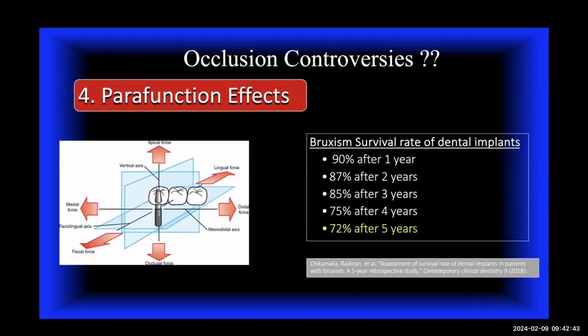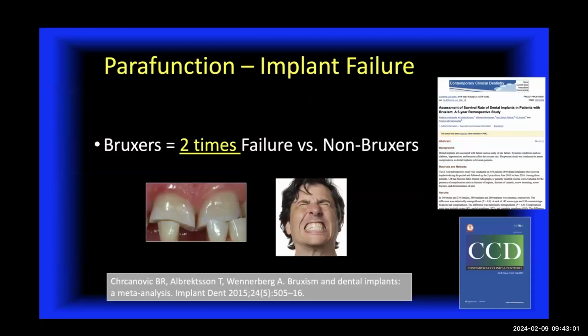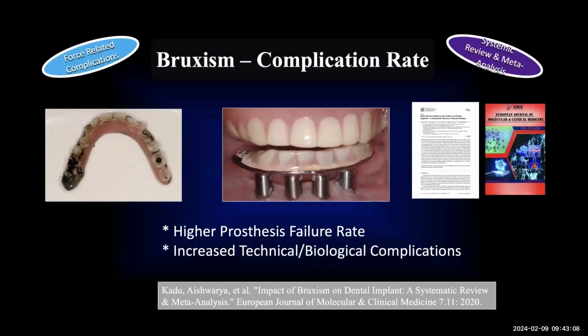And the last one is the effects of parafunction on implants versus teeth. If you look at the studies, I have multiple ones here. Bruxism, every year, the survival rate or the success rate will decrease. That's well documented. Here's a study that shows bruxers will have 2 times greater failure than non-bruxers. Here's a study that looks at prosthetic complications, higher failure rate, higher technical and biological complications.